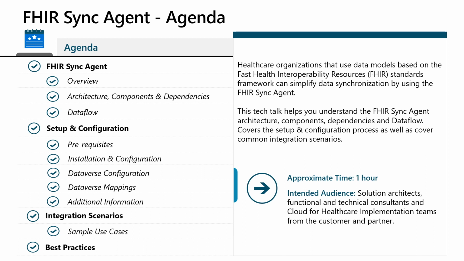The FHIR Sync Agent tech talk is organized into three parts. In the first part, we cover architecture, overview of FHIR Sync Agent, components and dependencies, along with the data flow. In the second part, we cover prerequisites, installation and configuration involved in setting up the FHIR Sync Agent, along with the Dataverse mapping. Towards the end of this, we also included Microsoft Docs for additional references. In part 3, we go through a few integration scenarios with sample use cases and end the session with best practices in terms of scaling and performance.